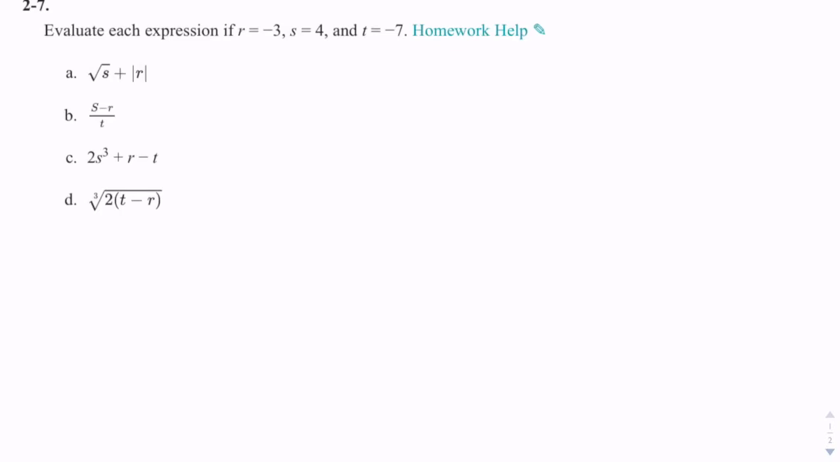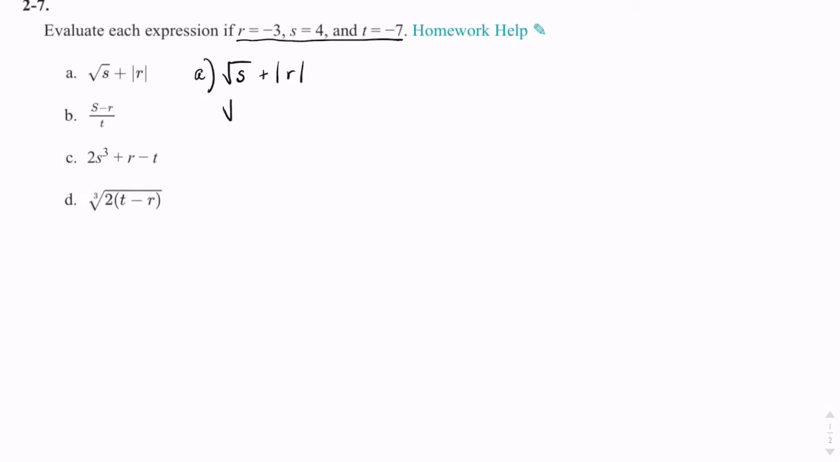For 2.7, they want us to substitute in these values, R, S, and T, into the following. So I'm going to do A first. We have root S plus the absolute value of R. And in my first step, all I'm going to do is substitute in values. I'm not going to simplify at all.